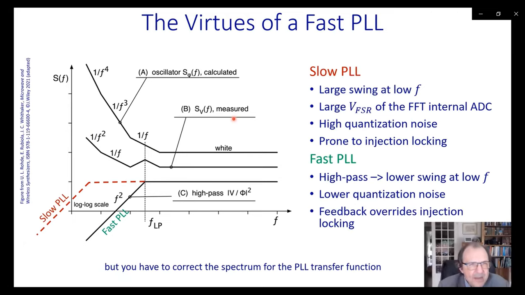Now, a naive option is to have a very slow PLL, so the DC signal you observe has the same spectrum as the oscillator under test. But this is a poor option because in this region you have a large voltage swing. This means a larger full-scale range of the analog to digital converter after the mixer, and higher noise.